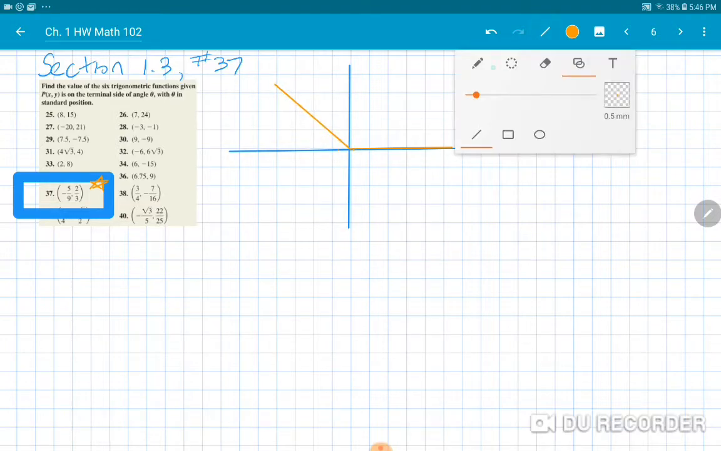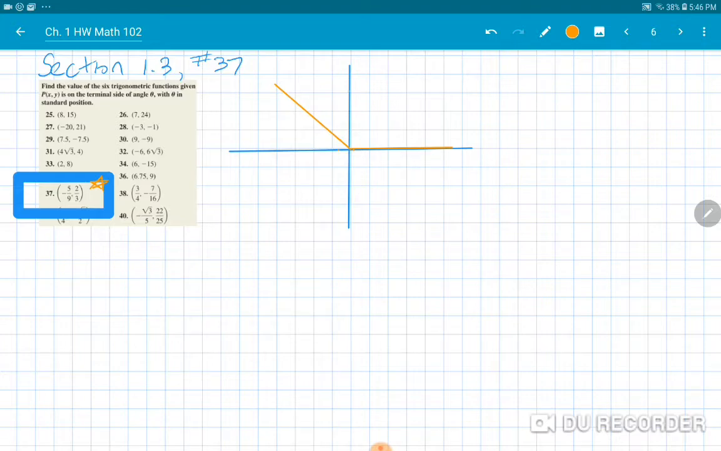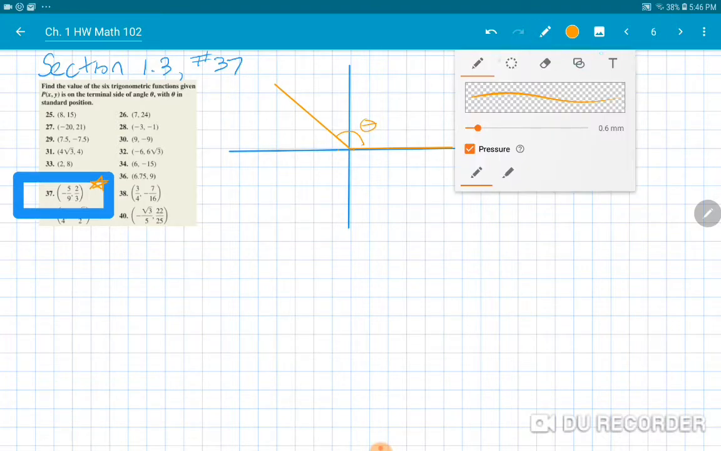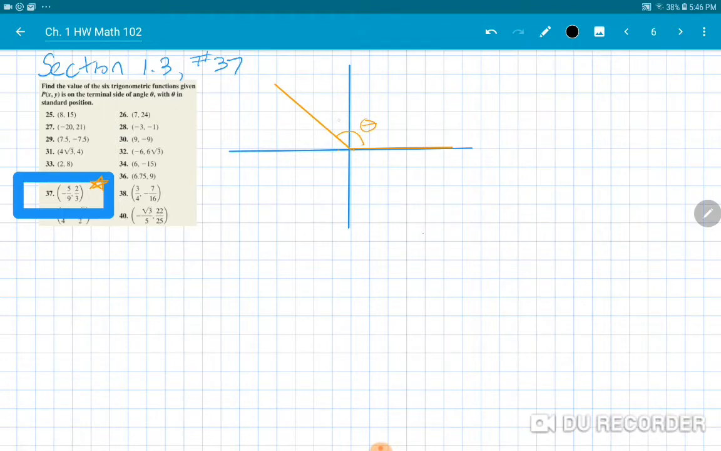So we're looking at finding the 6 trig functions for this angle. And my point here that they gave me is P(-5/9, 2/3). So I'm going to convert that. I'm going to use similar triangles. So instead, I'm going to use a different point on that same terminal side, but further up, some multiple of it, so that I can use whole numbers.